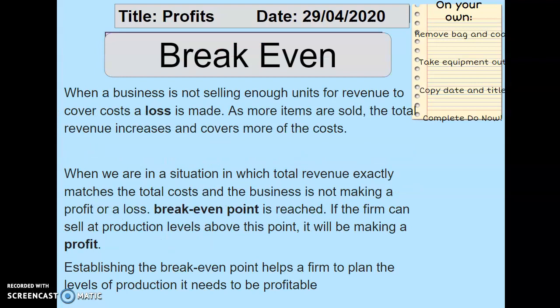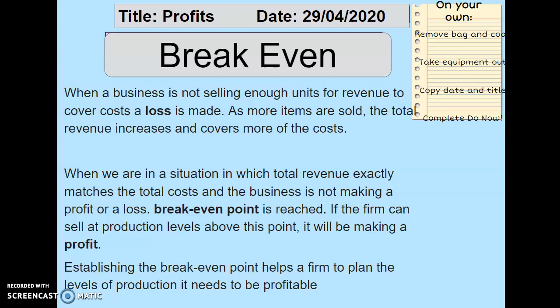So when a business is not selling enough units for revenue to cover costs, we are actually making a loss, okay? So in this scenario that we've just looked at, of our burger van, they are not able to cover all their costs. So rather than making money, they're making a loss, okay? This is how we call it in business. Make sure that this is in your notes.